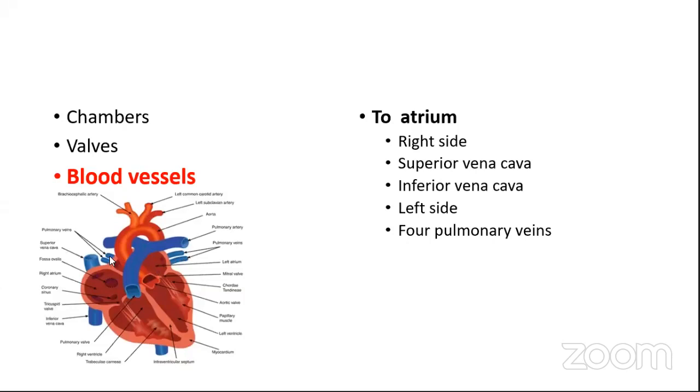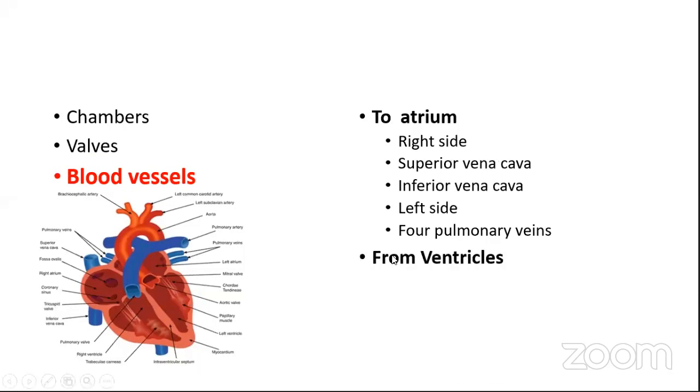This blood comes from the lungs. These four blood vessels carry the blood from the lungs to the heart, opening here in the left atrium. So on the right side there are the superior vena cava and inferior vena cava, and on the left side, 4 openings for the 4 pulmonary veins. Now move on to the ventricular blood vessels.